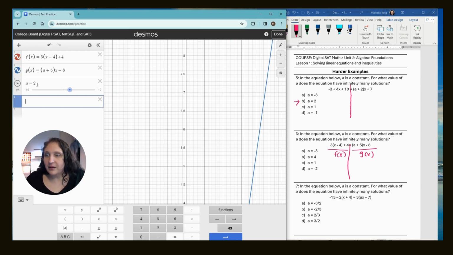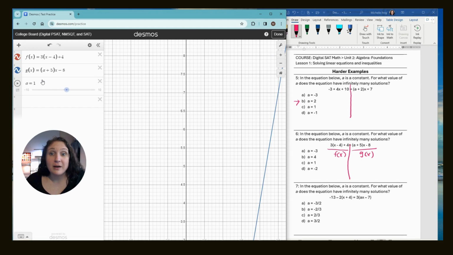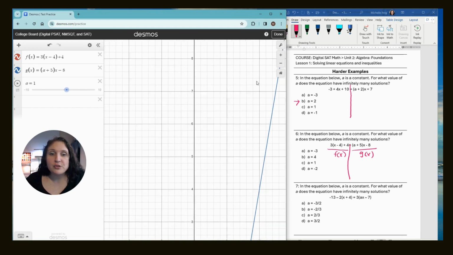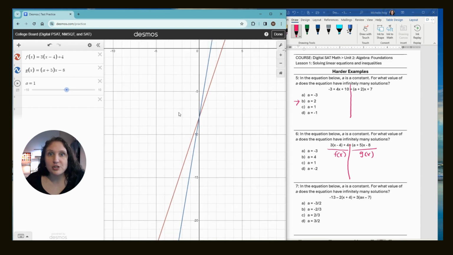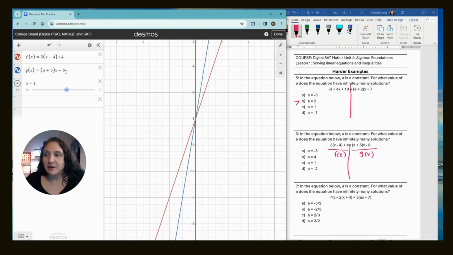So again, it doesn't say do we need a slider because we already have the a there, but if I didn't have this, I would have to click, yeah, I want a slider for a. I'm going to zoom out because we want to be able to compare both graphs. So I'm going to just zoom and move this over. And then we start moving a.